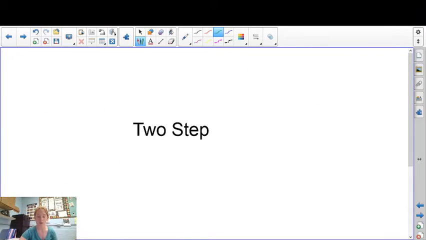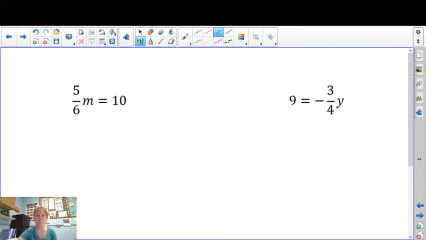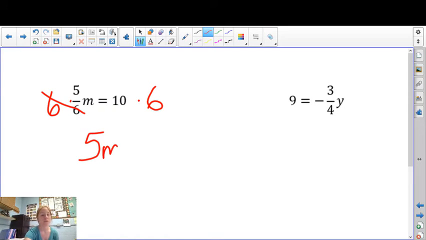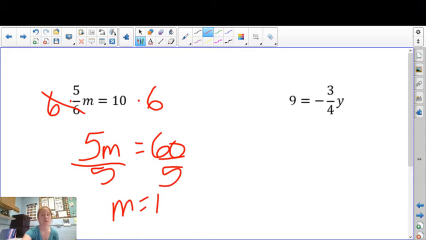Now we're going to try some two steps. All right, so I have this division first that I want to undo, and to undo division, I multiply. So I'm going to multiply on both sides by whatever's on the denominator, in this case the 6. It's going to cause that 6 to cancel out, and that 5 is on top, so it's a multiplier, so it stays with the m, and then I get 60. And I divide both sides by 5, and m is equal to 12.